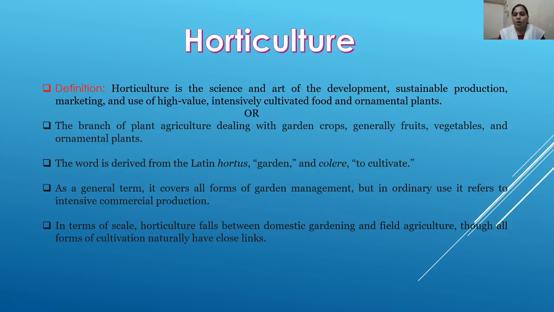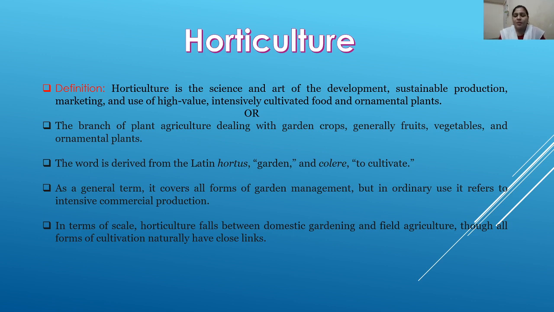So, starting with the term horticulture. What do you mean by horticulture? Basically, horticulture is the science and art of development, sustainable production, marketing, and use of high value, intensively cultivated food and ornamental plants. Or, in short, you can say it is the branch of agriculture which deals with the cultivation of garden crops, generally the fruits, vegetables, and the ornamental plants. The term horticulture was derived from the Latin word hortus, which means garden, and colere, which means to cultivate. So basically, it is to cultivate the garden plants.